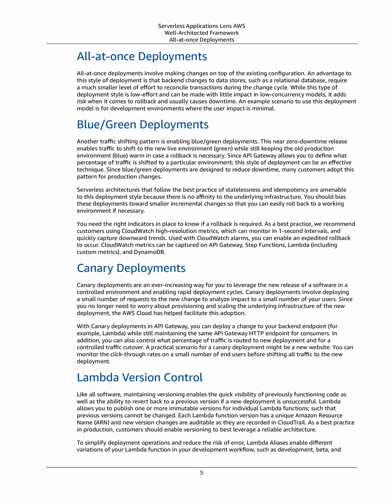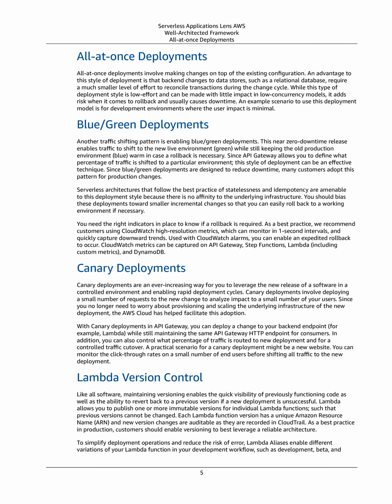With Canary deployments in API Gateway, you can deploy a change to your backend endpoint, for example, Lambda, while still maintaining the same API Gateway HTTP endpoint for consumers. In addition, you can also control what percentage of traffic is routed to the new deployment for a controlled traffic cutover. A practical scenario for a Canary deployment might be a new website. You can monitor the click-through rates on a small number of end users before shifting all traffic to the new deployment.